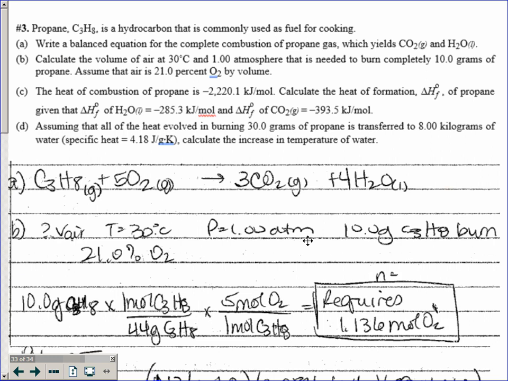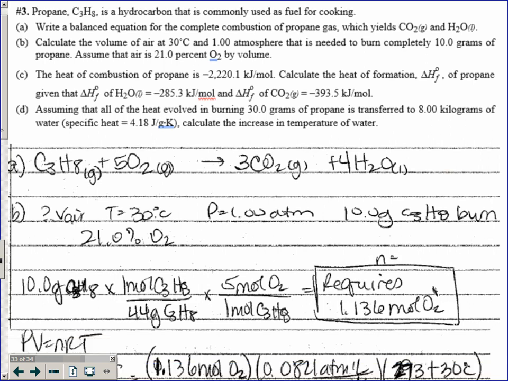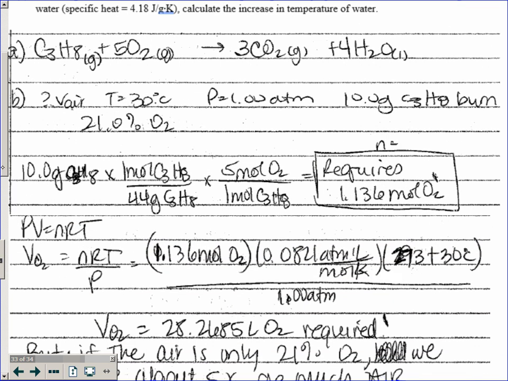And then afterwards, it said find the volume of air. So V at this T, this P, you need to burn 10 grams of the propane, and then assuming that air was only 21% oxygen by volume. So you take your V air you're looking for. I went ahead and took my 10 grams of propane.